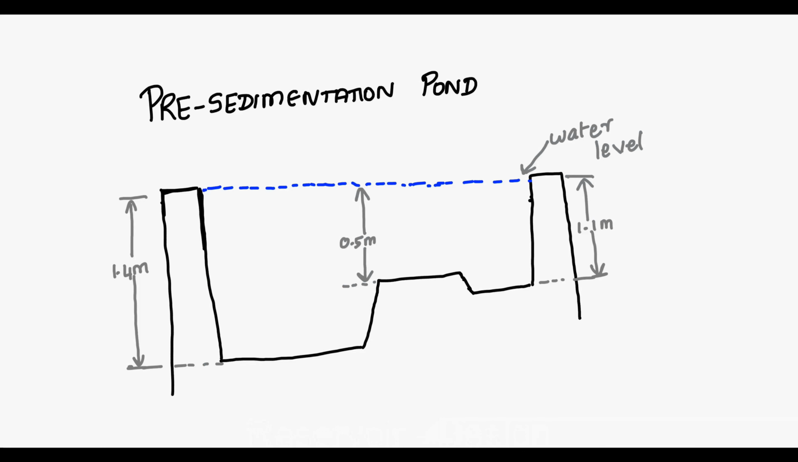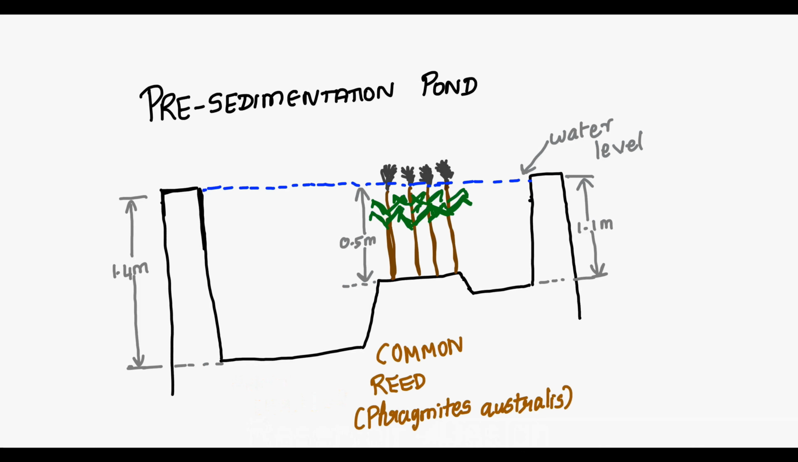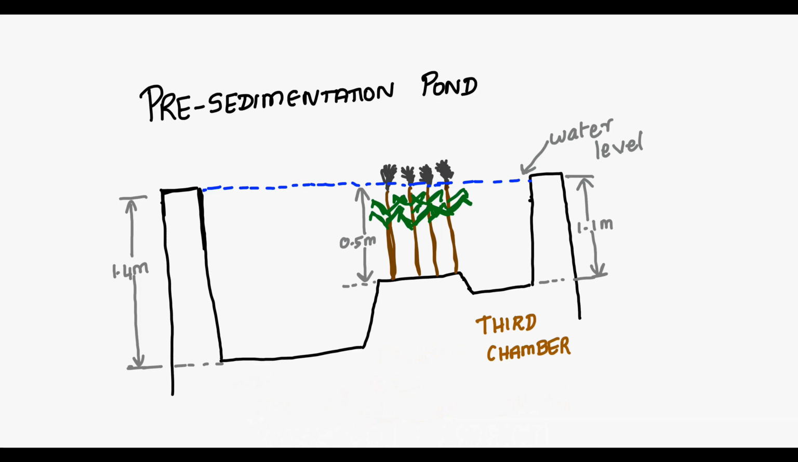In the first chamber of the preliminary sedimentation pond, coarse particles settle, whereas the second chamber, where the common reed overgrows, functions as a biological filter, and the third chamber collects the fine sediments.